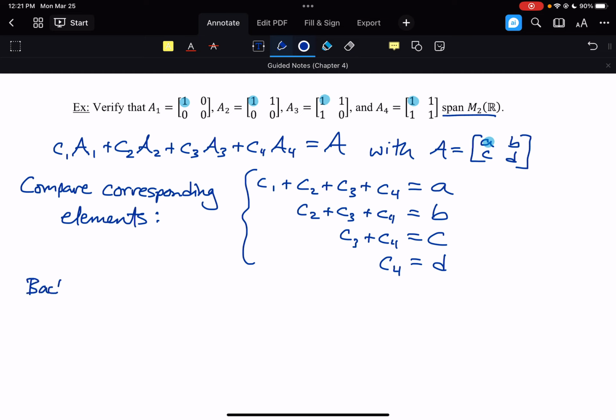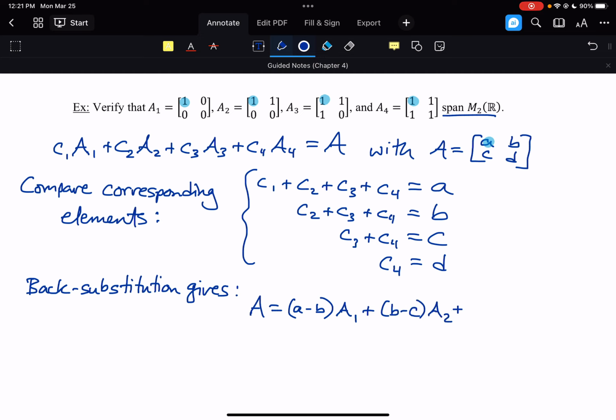So back substitution gives our matrix A would be equal to C1 ends up being A minus B times A1. C2 ends up being B minus C times A2. C3 ends up becoming C minus D times A3. And C4 was D times A4.